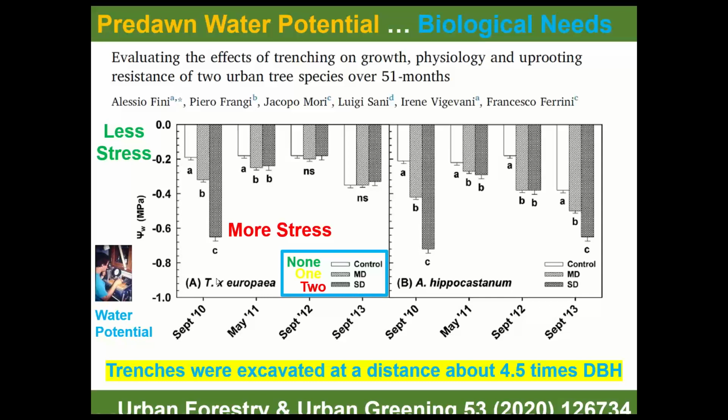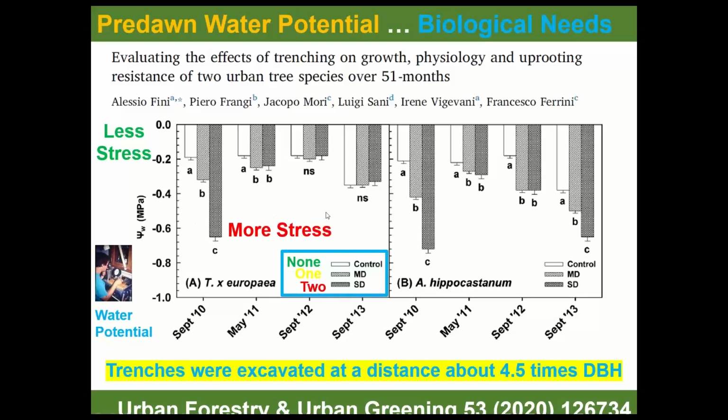So they used one of their Tilia European hybrids and also compared that with the horse chestnut. And typically when the study was first implemented, if you had controls versus severing on one side versus on 2 sides, and by the way, these were 4.5 times the diameter. So if it's a 10 centimeter diameter stem, that would mean that they're 45 centimeters away from the tree trunk.